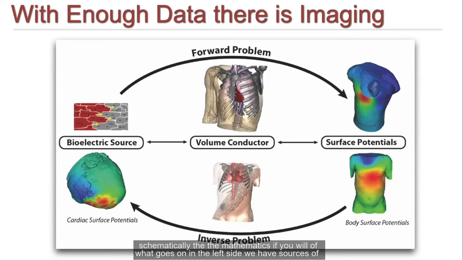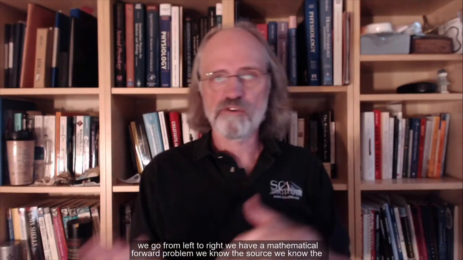On the left side, we have sources of bioelectricity. They may be tissue level sources or organ level sources. There's a whole field developed to characterize these sources. And then we have a volume conductor, it's called, in this case, the thorax you see here. And then we have recordings that we make on the body surface. And if we go from left to right, we have a mathematical forward problem. We know the source, we know the medium, we predict the body surface potentials.